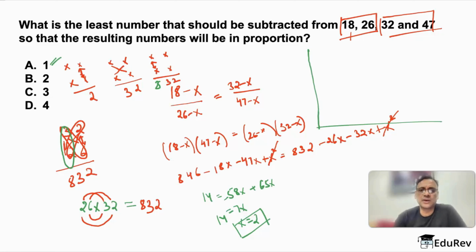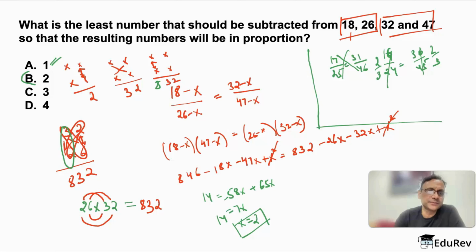For example, the first answer is 1. If I reduce 1, I get 17 upon 25 is equal to 31 upon 46. You can see that they won't cancel. So this clearly is not the answer. If I reduce 2, then I get 17 upon 24. No, not 17, sorry, 16. 16 upon 24 is equal to 30 upon 45. Right? And 30 upon 45 is nothing but 2 by 3. 16 upon 24 also is nothing but 2 by 3. So 2 by 3 is equal to 2 by 3. Hence automatically second one is your answer.